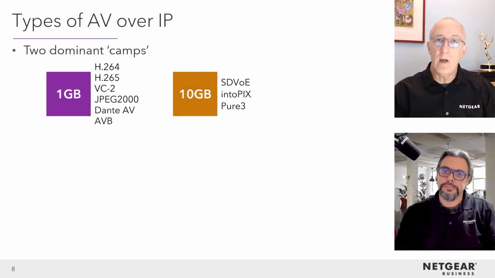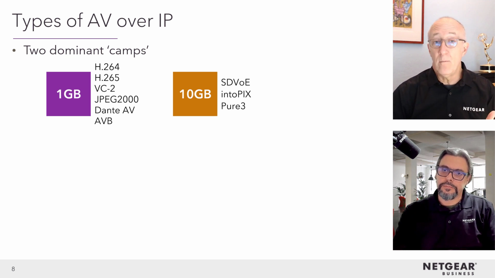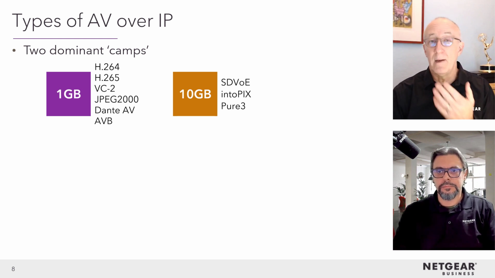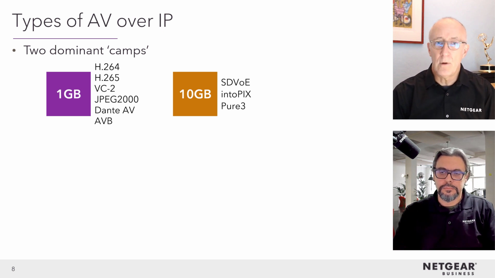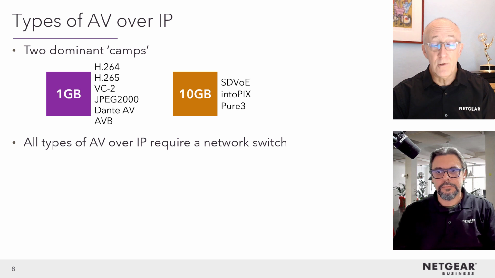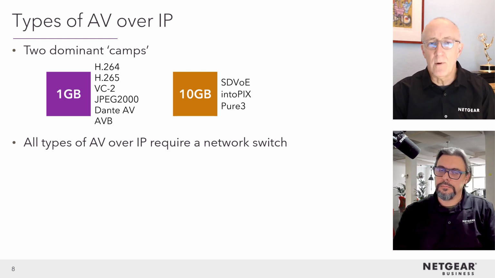So when we talk about AV over IP, there's often been discussion about these two different camps of AV over IP, the 1G versus 10G. And these are some names you might be familiar with, certainly H.264, 265, but you may not know like Pure 3, which is what Extron uses, or some other NDI PICs. But there's all kinds of stuff, Dante AV, AVB now. Those are what usually are talked about when we talk about AV over IP. Those are the types of signals, of protocols, if you will. They all require a network switch, unlike HDBaseT, where you can't use a network switch. So all AV over IP, because it's IP, you can use a network switch.